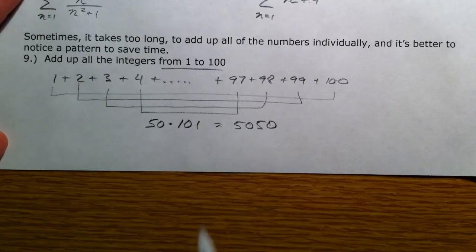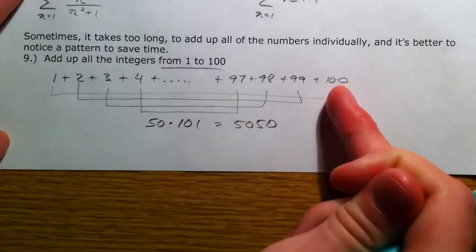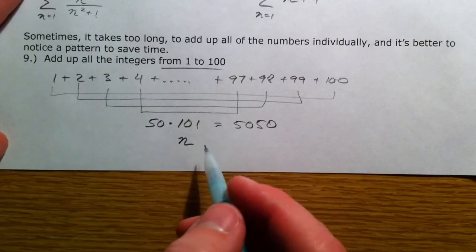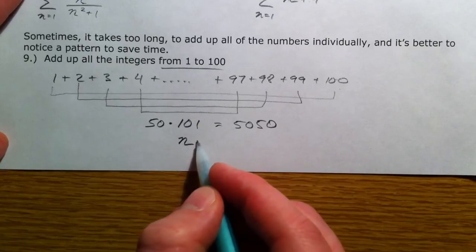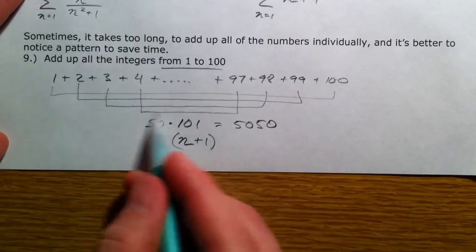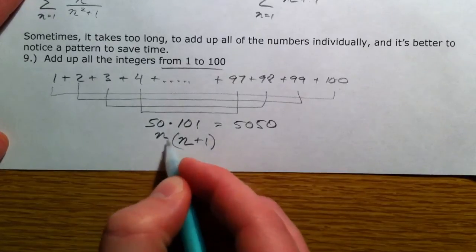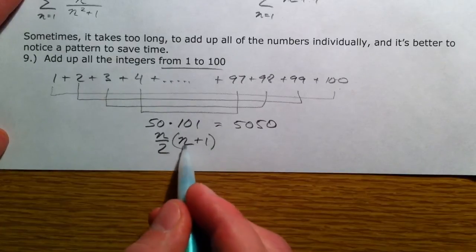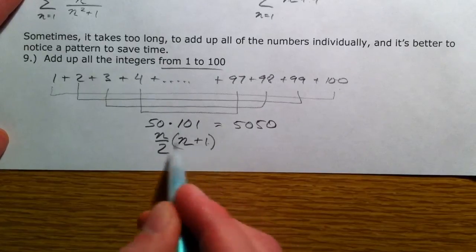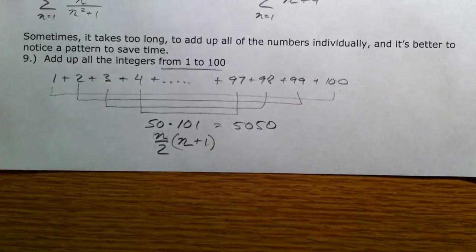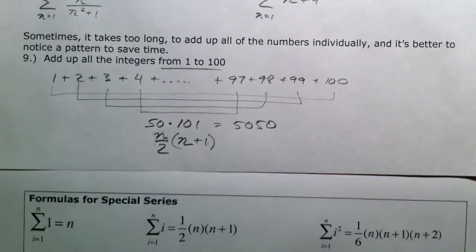And so whatever your total amount of numbers are, n, and if you add 1 to that, and then we multiply by how many pairs of numbers we have, n divided by 2, last number plus the first number, times n divided by 2. That's what we're going to be dealing with. And so we've got some formulas for special series so that we don't have to add up a bunch of numbers individually.